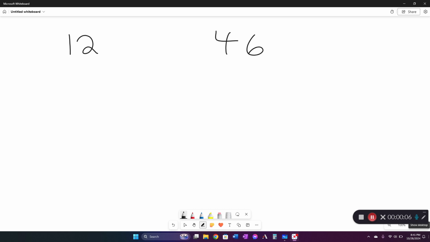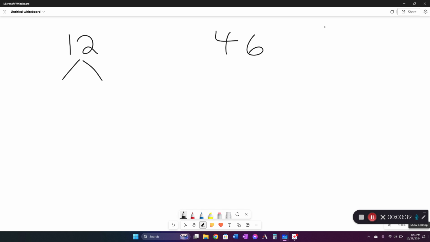So tonight we're talking about lowest common multiple. It's very useful in trying to find the lowest common denominator for complicated fractions. Okay, so we're going to find the lowest common multiple for 12 and 46. You do this by finding the prime factorization for both of these numbers.